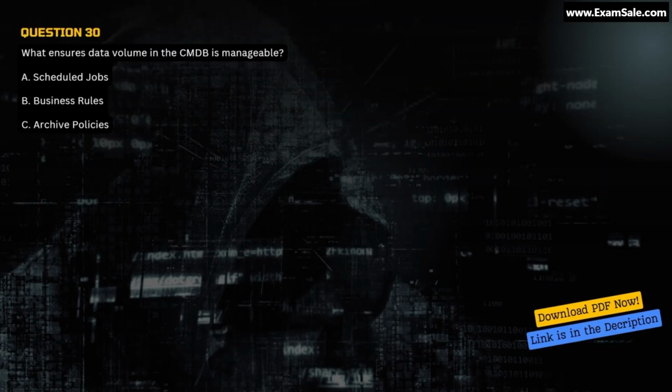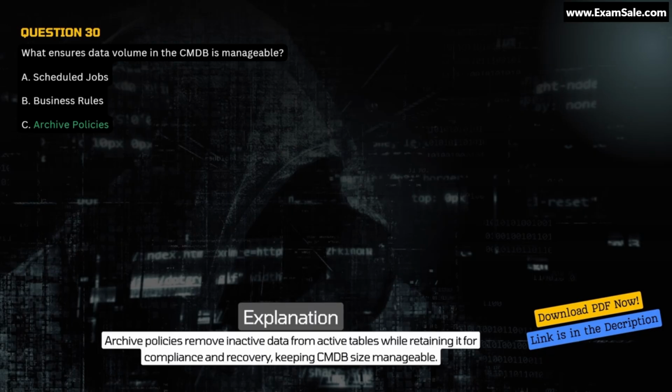Question 30. What ensures data volume in the CMDB is manageable? A. Scheduled jobs. B. Business rules. C. Archive policies. Correct answer C. Archive policies. Explanation. Archive policies remove inactive data from active tables while retaining it for compliance and recovery, keeping CMDB size manageable.